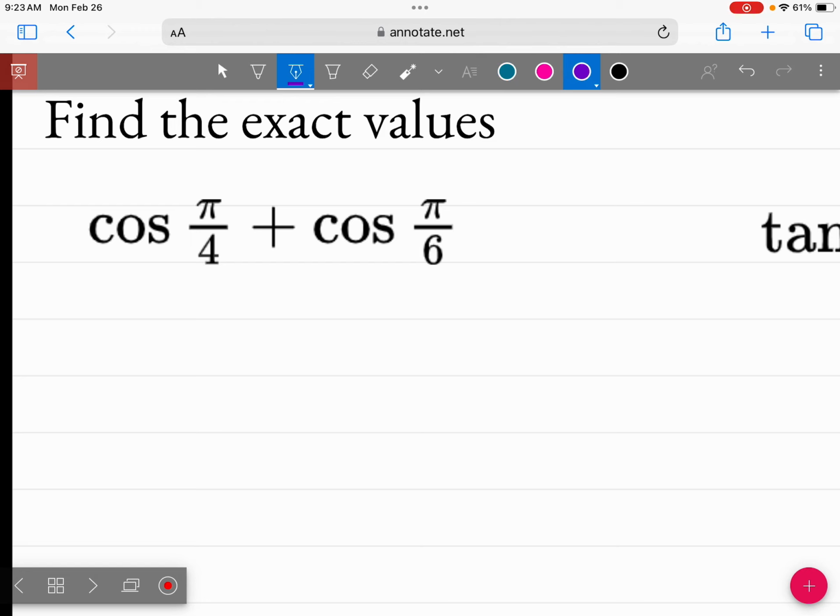And this is when it is really helpful to have our unit circle in here. Because what is the cosine of pi over 4? Square root of 2 over 2. What is the cosine of pi over 6? Square root of 3 over 2. Then we're going to add those together.